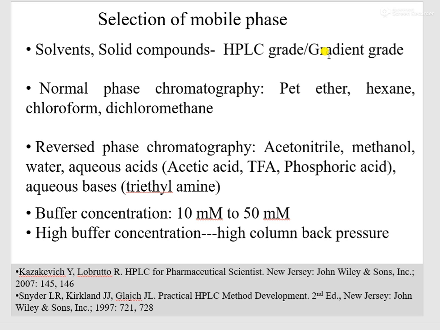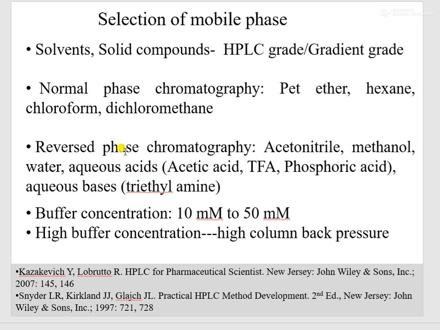If you are going for gradient elution, you can use gradient grade. For normal phase chromatography, the solvents used are petroleum ether, hexane, chloroform, dichloromethane. Ethyl acetate is also used. Isopropyl alcohol is also used in normal phase chromatography. For reverse phase chromatography, you can go for acetonitrile, methanol, water, aqueous acid, for example acetic acid, trifluoroacetic acid, phosphoric acid. Then you can use aqueous base such as triethylamine. The acid concentration you have to control depending upon the type of your chromatography.